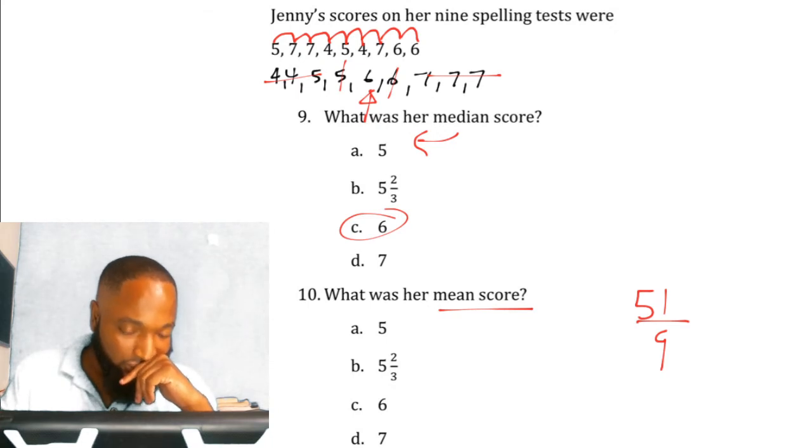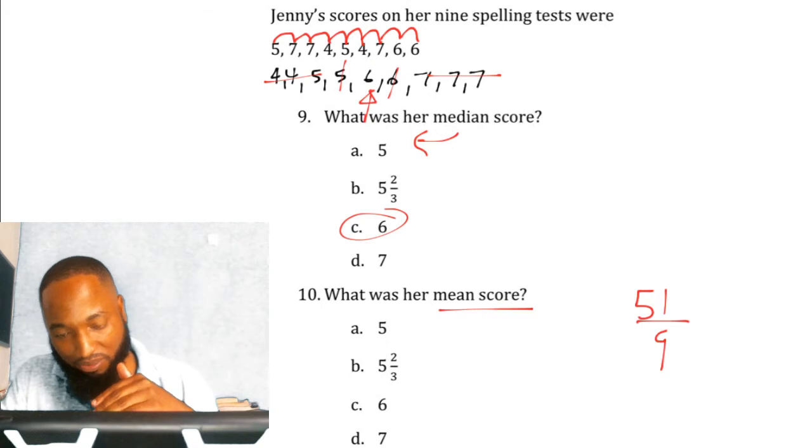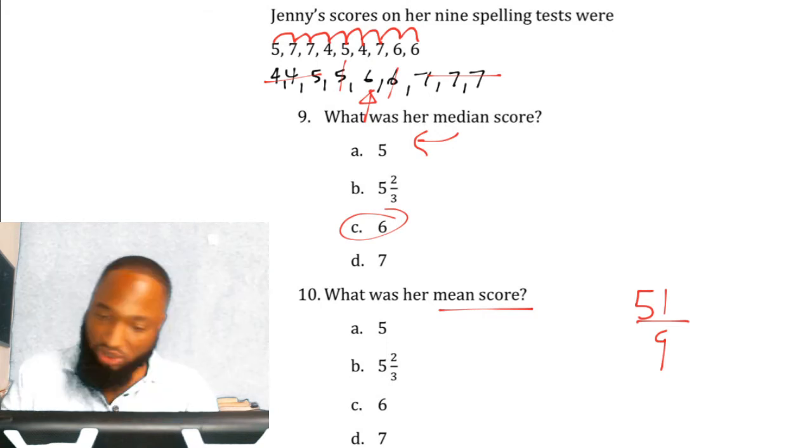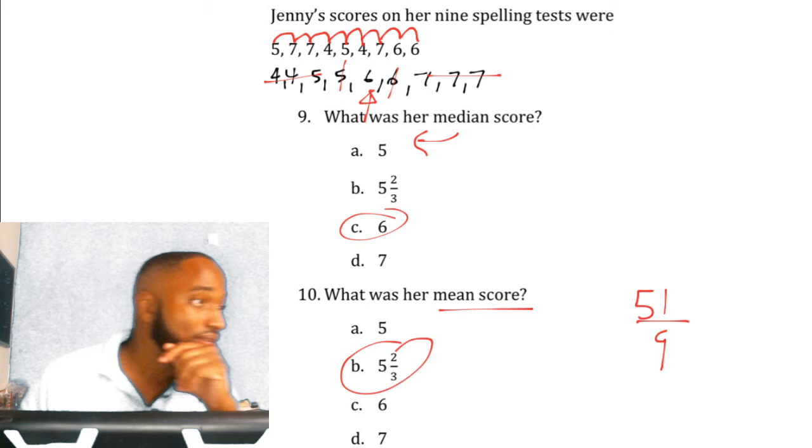Yeah, it's close to. It's not 5, but it's not 6. So I go into the B. I don't know what to tell you, but I go into the B.